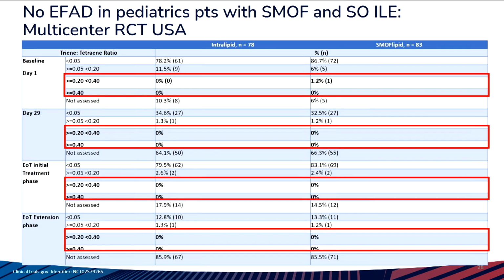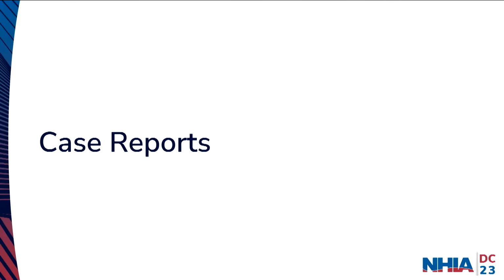And then when looking at EFAD in pediatric patients that were on an alternative lipid, this study was used to gain pediatric approval in the United States, but you can see that there was no EFAD seen in these patients. This was short-term PN. They were on for 28 days, but it does show that they didn't see any EFAD using the Holman index for TT ratio to diagnose actual EFAD.